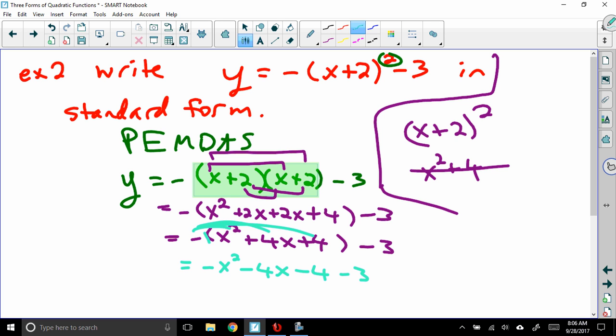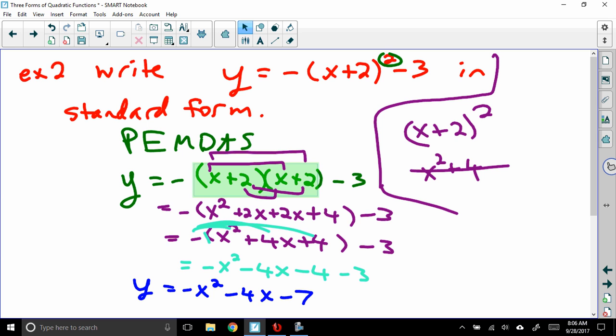Finally, we would just add or subtract. In other words, combine our like terms. So our answer here is going to be y equals negative x squared minus 4x minus 7.